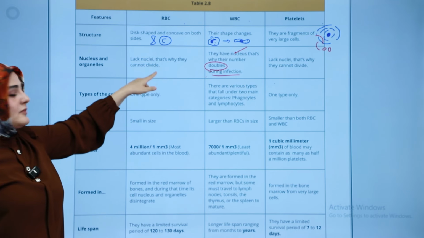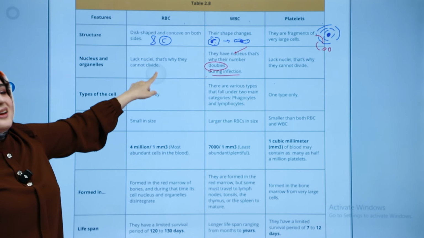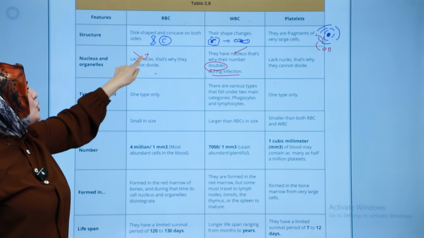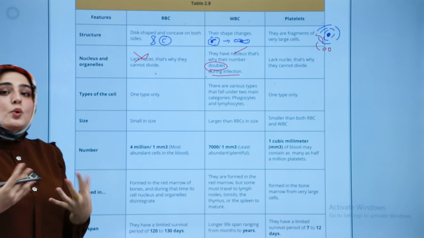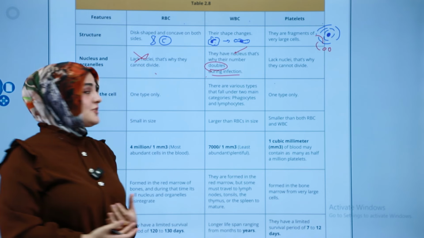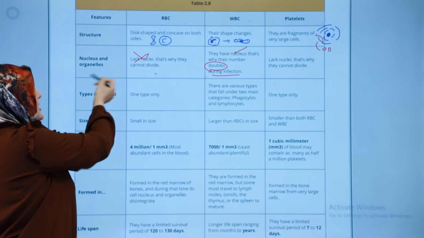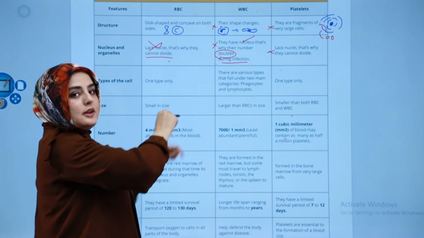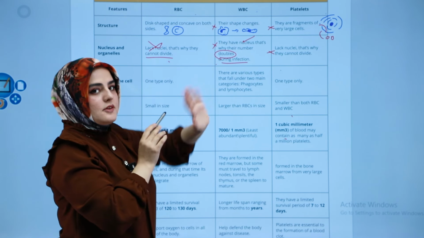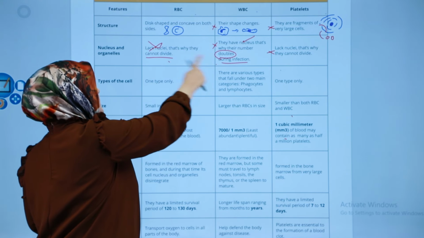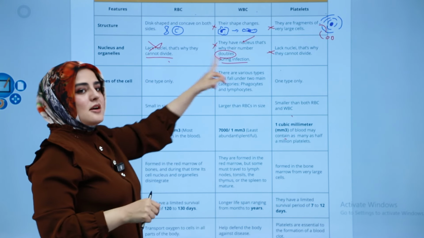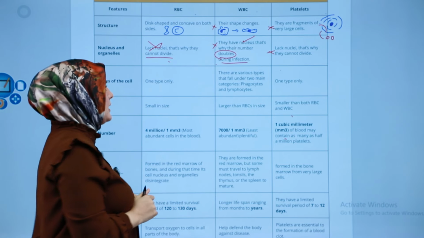There is another one. Red blood cells, on purpose, destroy their nucleus so that there will be more space for carrying oxygen. So they don't have organelles or a nucleus. When we look at their structure, there's no similarity. But between the RBCs and the platelets, they are similar in not having a nucleus and organelles.